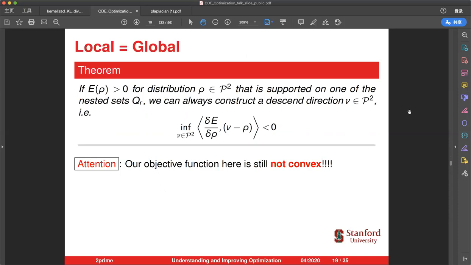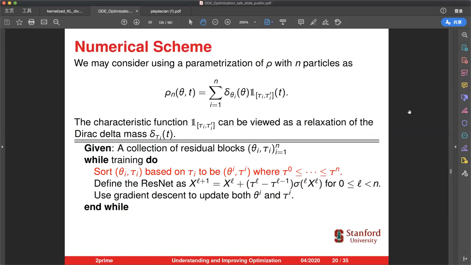Yeah. So you can also have a numerical scheme, just following what Wu-Lei taught previously. I just use a particle approximation of my rho theta t. And here is the difference. If you want to go to the mean field limit, one tricky thing is that every particle should be the same, right? They should be symmetric. So you can see the difference between our algorithm and just training a ResNet is here, because every particle should be symmetric.